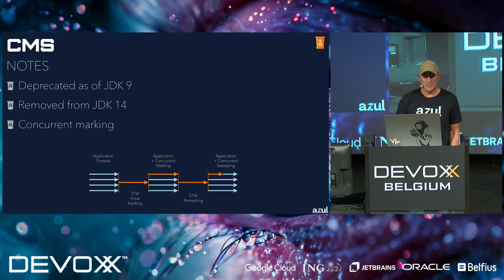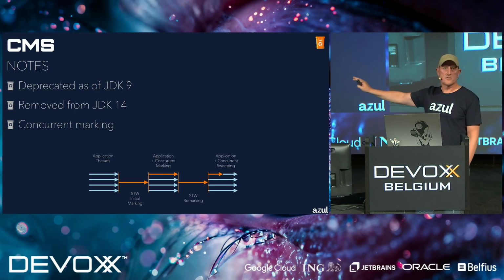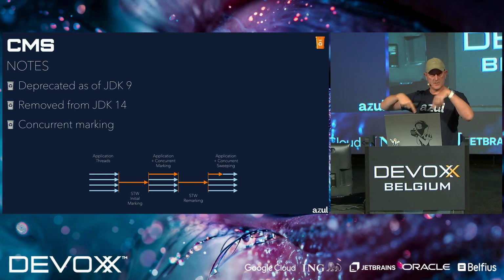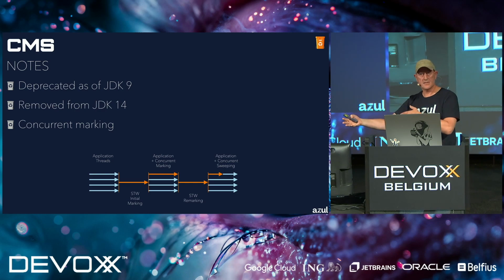All right, leads me, oh, and this is how it works. I won't describe it. You see, it gets more complex, and you will see it get even more complex with the other collectors. But you see, we have application threads, then we have initial marking, we have remarking. We have a first marking phase, and then we have a remarking phase. And we don't go into details here.